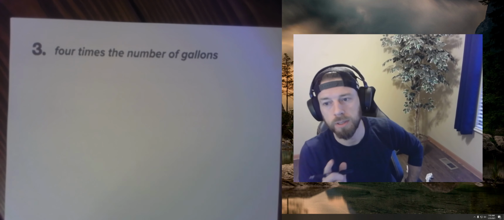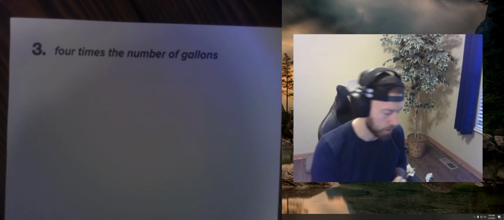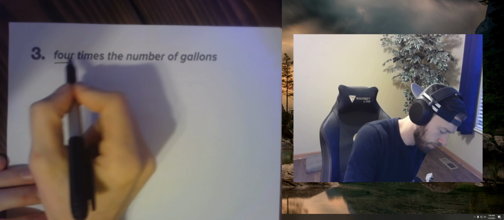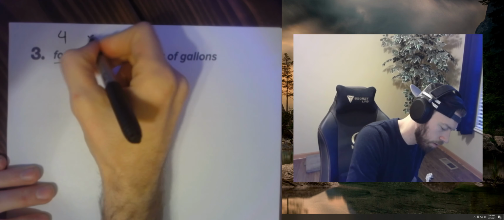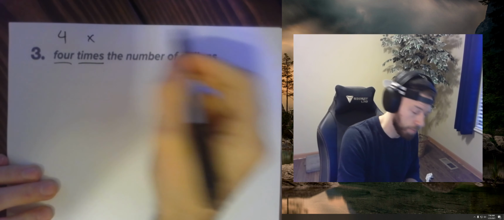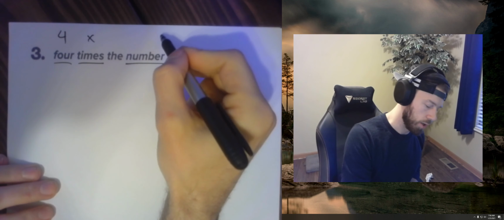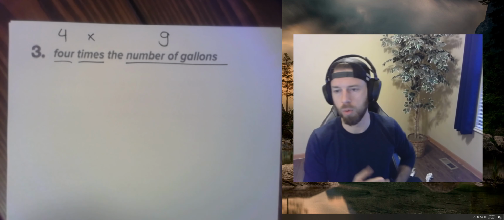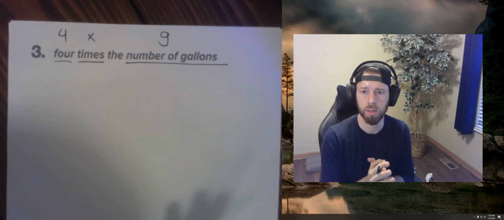4 times the number of gallons. Okay, let's go through here. 4, obviously 4, times, probably means multiply, the number of gallons. How many number of gallons? Don't know. So that's why we use a letter. We define a variable. We use G for gallons, right? And how do I show 4 times G?